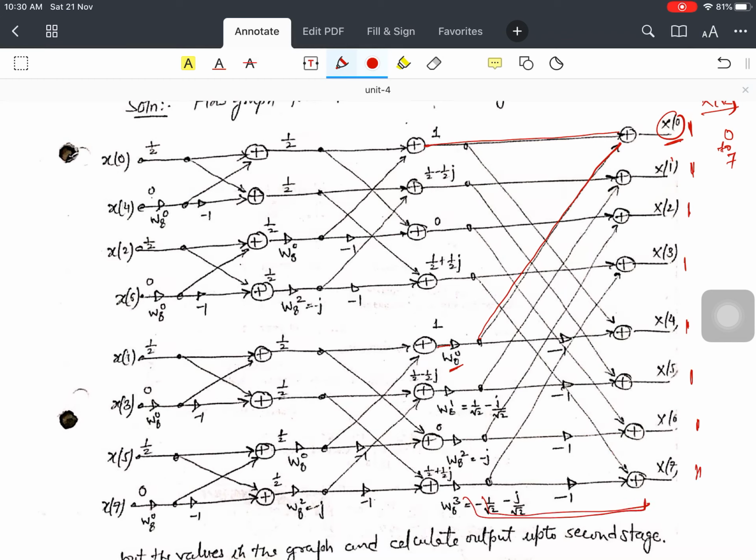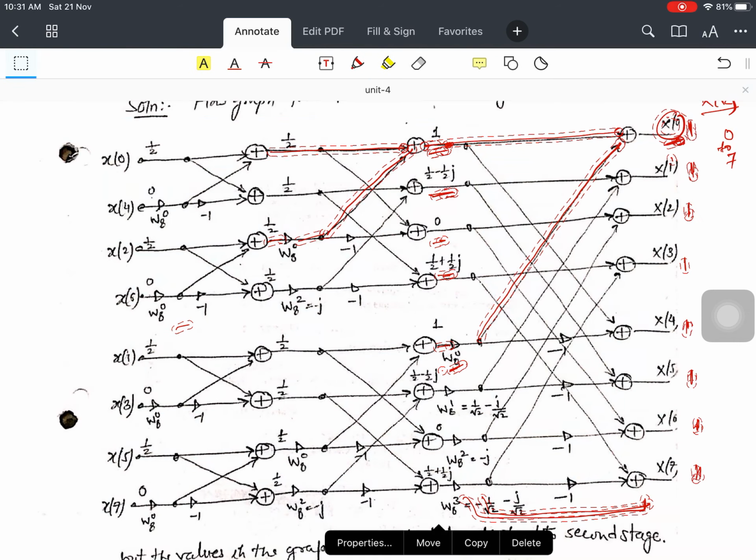Now for the second stage, we have already seen this structure in the previous lecture: you have to multiply this W_8^0 in this manner. Again we will calculate and get these values over here. The values you are seeing, we are getting over here. In the same manner, when you do all these things, we will get these values.